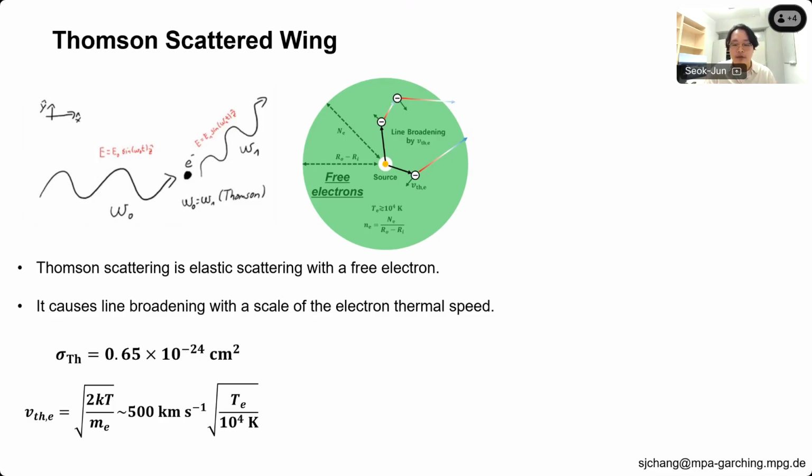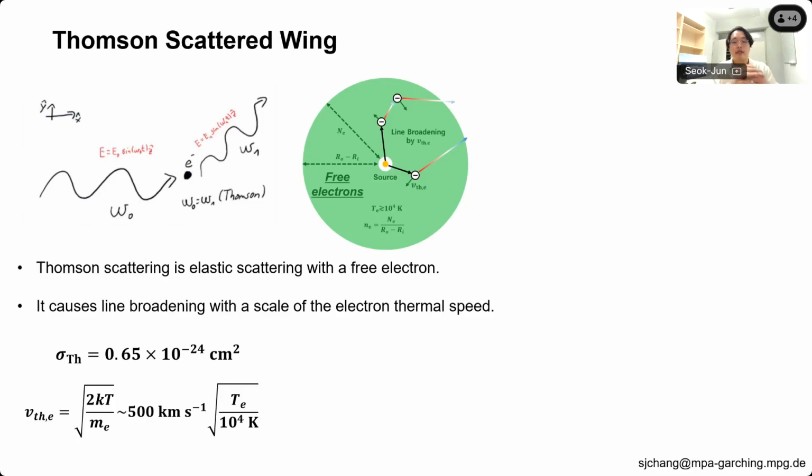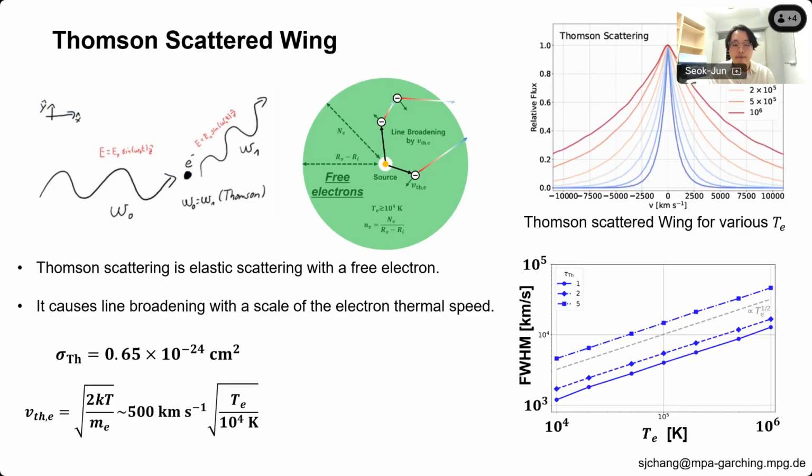But the problem is that the Thomson scattering cross section is quite small. Because of that, to get Thomson scattering, a high electron column density is required. In this geometry, composed of a central source surrounded by electron gas, I made the Thomson scattered feature for various temperatures in the top panel. You can see the width of the Thomson wing increases with increasing temperature. I also measured the full width at half maximum of this wing feature. So there's a clear trend.